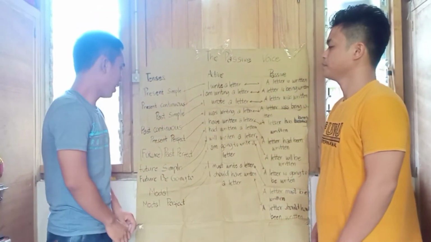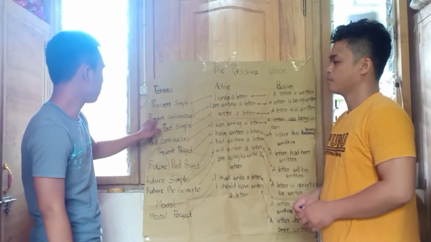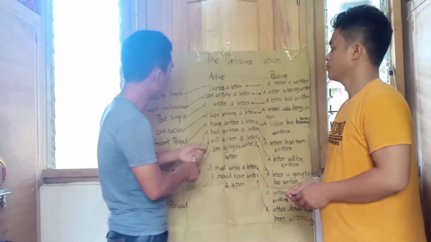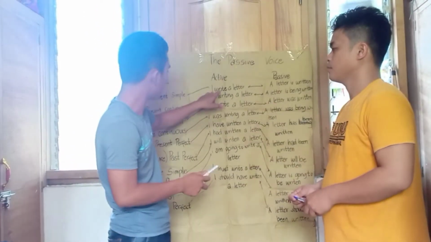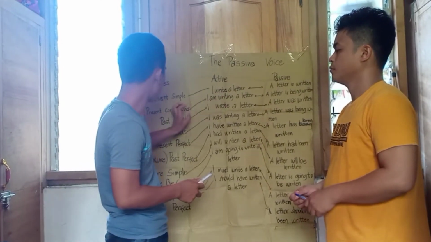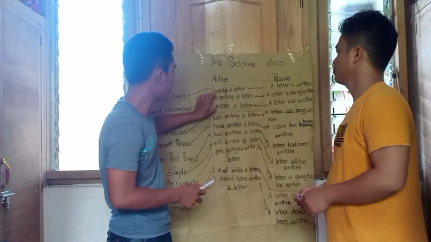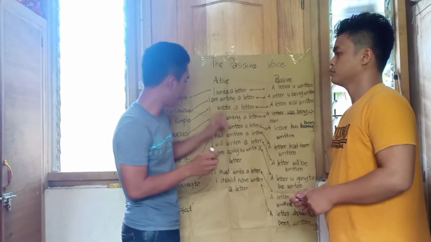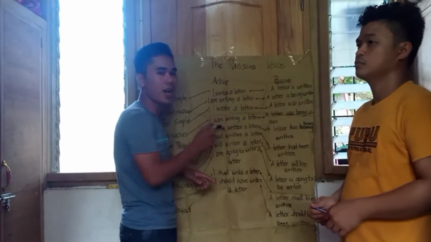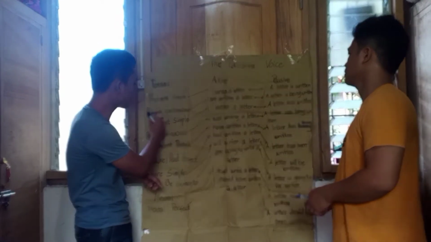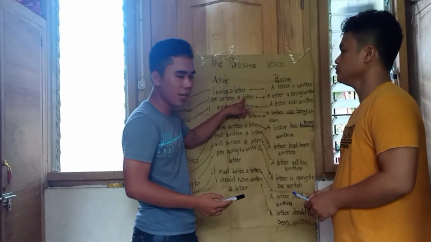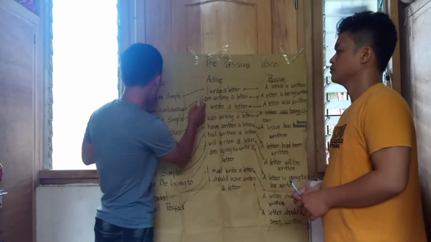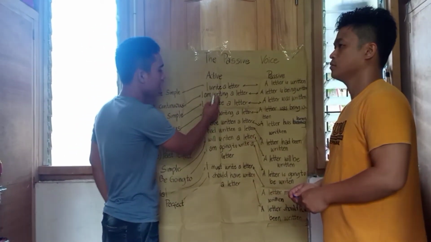The second tense is the present continuous. From the present simple "write," the present continuous is "I am writing." In the active voice, "I" is the subject, "am writing" is the action, which represents the present continuous, and the last is the object. So the active voice in the present continuous is "I am writing a letter."